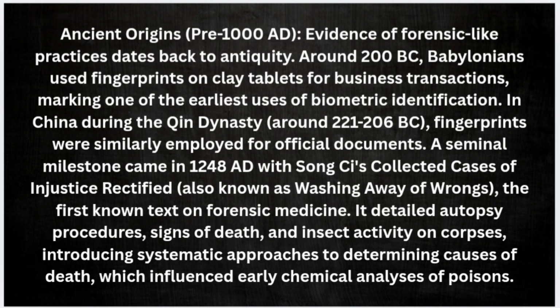A seminal milestone came in 1248 AD with Song Ci's Collected Cases of Injustice Rectified, also known as Washing Away of Wrongs, the first known text on forensic medicine. It detailed autopsy procedures, signs of death, and insect activities on corpses, introducing systematic approaches to determining causes of death, which influenced early chemical analysis of poisons.